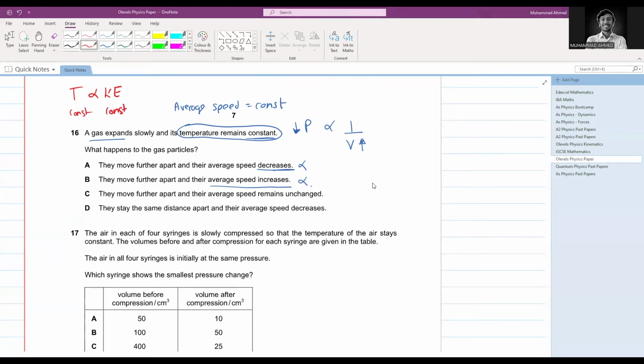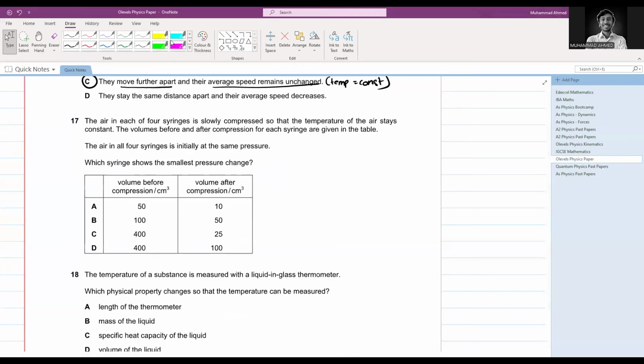So, what will your answer be here? As your gas is expanding, your volume increases, so the particles move further apart. But their average speed remains unchanged. Why? Because temperature is constant. C is your answer. Simple as that, nothing complicated.